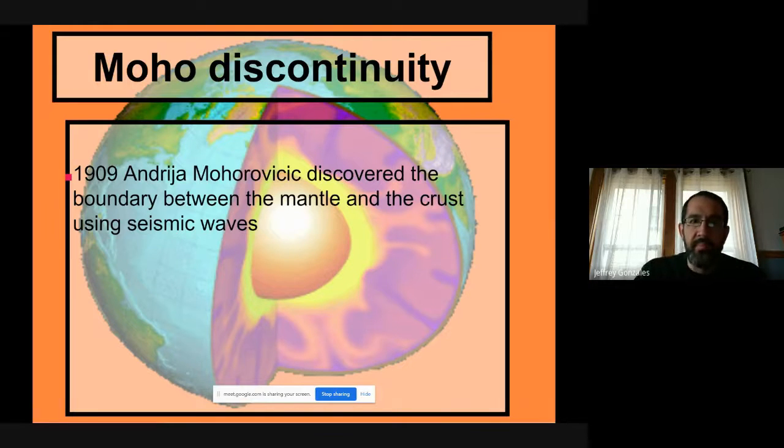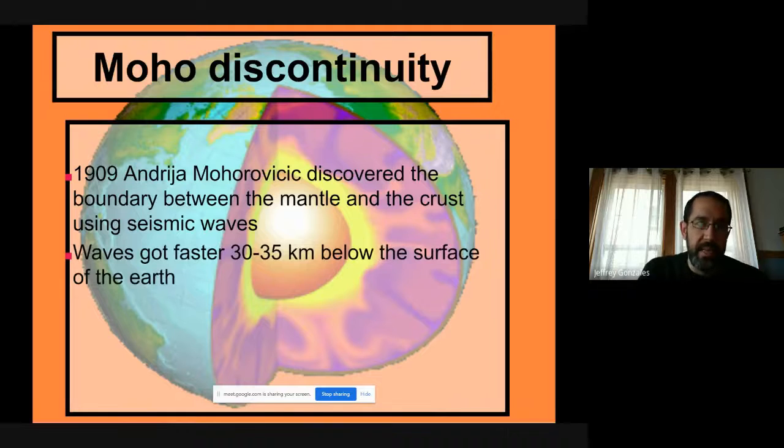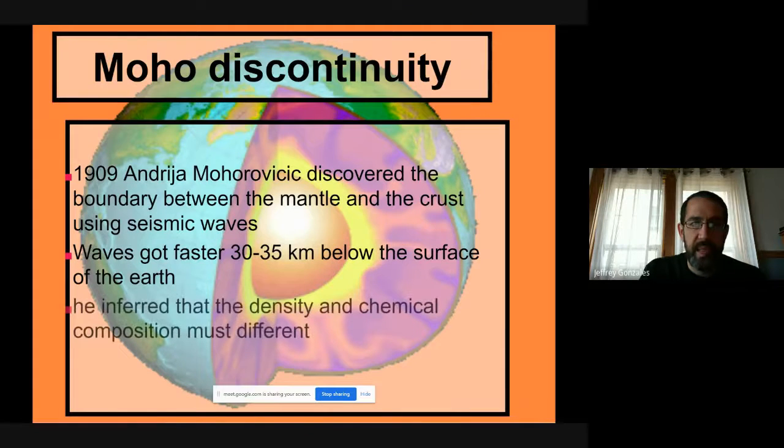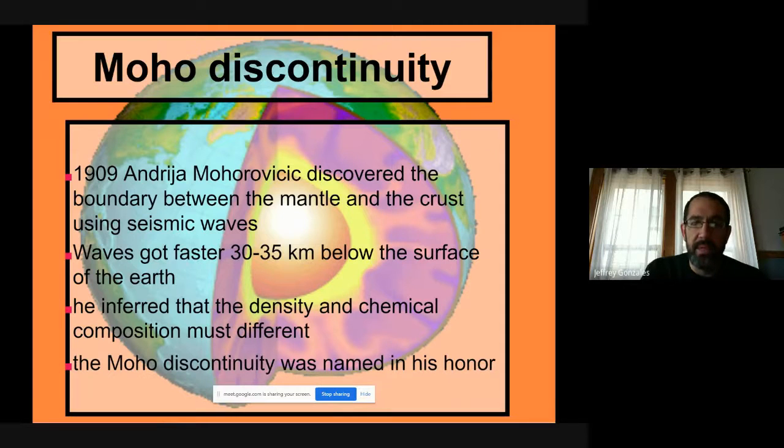Okay, discontinuity, that word, or discontinuous, if you think about that word, it means not continuous, and that's why this is called the Moho discontinuity. It was named in his honor, or it's also called the Mohorovičić discontinuity. And this is what we said here: waves got faster. We inferred the density and chemical composition must be different, so the Moho was named in his honor.